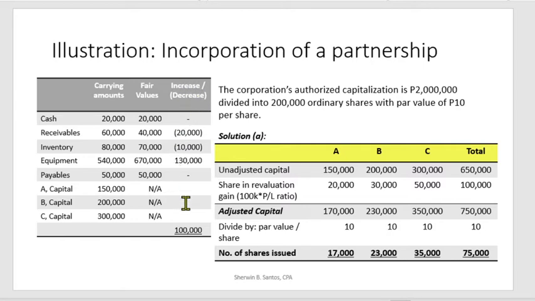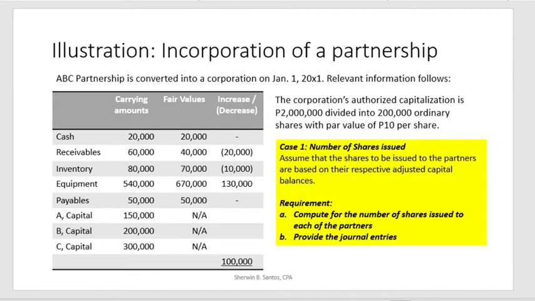So, dahil ni-restate at fair value, hinanap yung fair value, nakita na 100,000 ang net effect. So, 100,000 shall be allocated based on the profit and loss sharing ratios. So, paano nakuha yung profit and loss sharing ratios nila? Paano nakuha? Let us look.